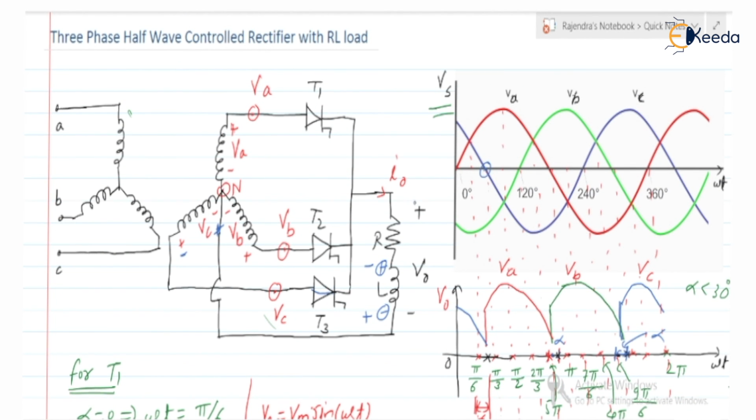In the next video, we are going to derive the expressions of V0 average, V0 RMS, and the load power for this circuit.